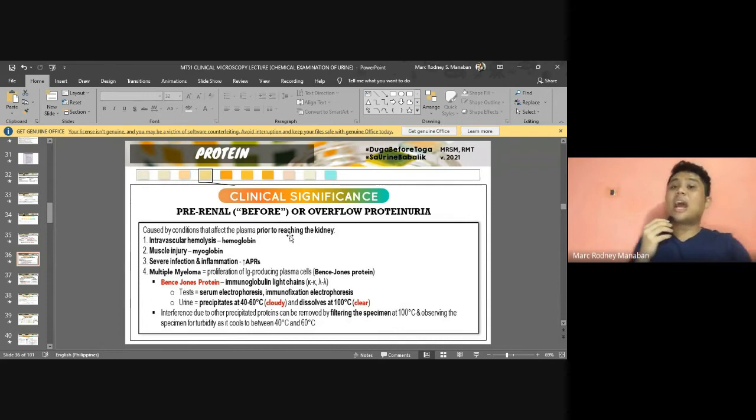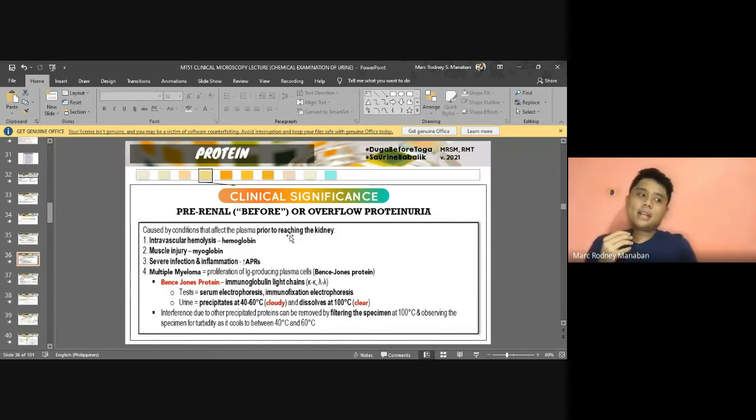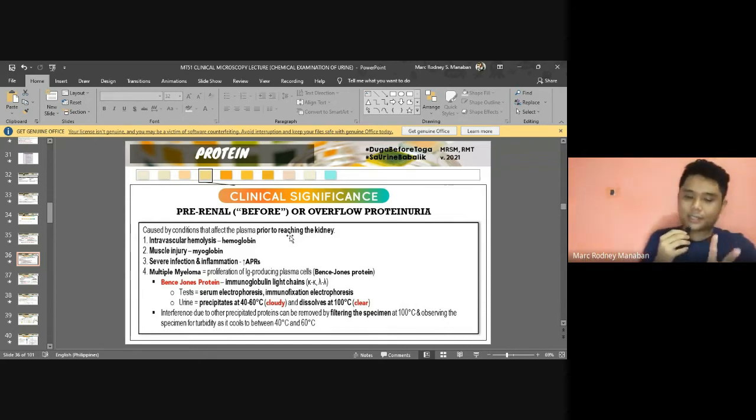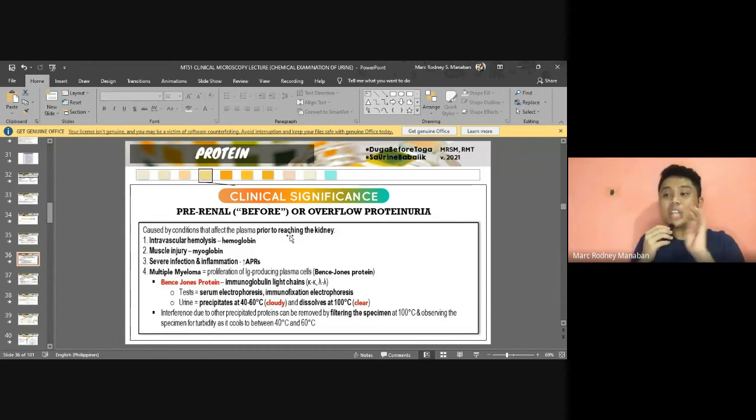So what do you mean by APRs? Acute phase reactants. And these acute phase reactants will be increased primarily during infection or inflammation, all right? So their levels increase. Again, APRs, for example, you have alpha-1 antitrypsin, CRP, serum amyloid A, etc. So they all increase during inflammation. But of course, CRP is the most significant marker for inflammation.